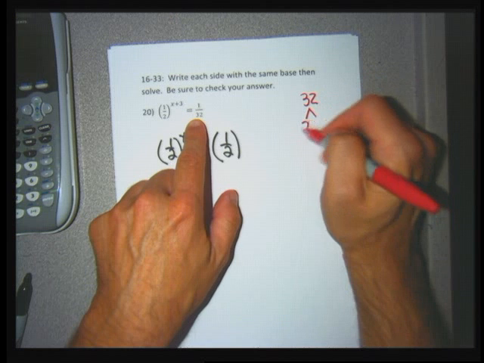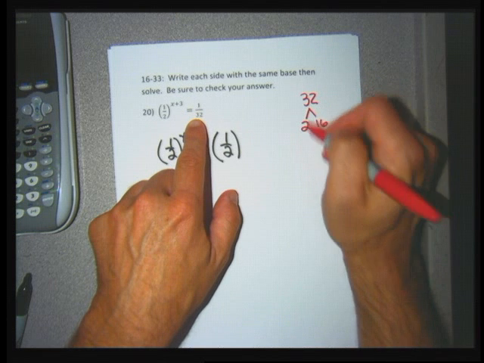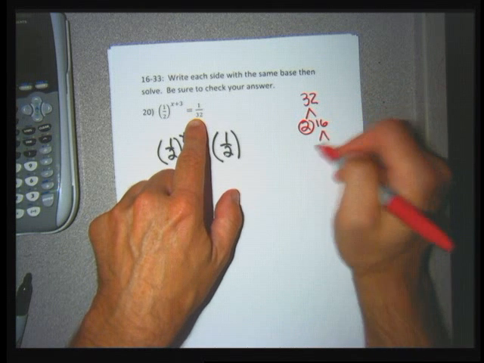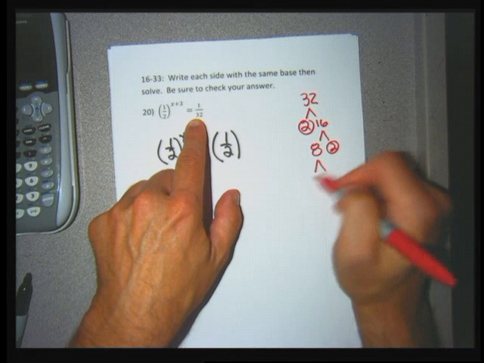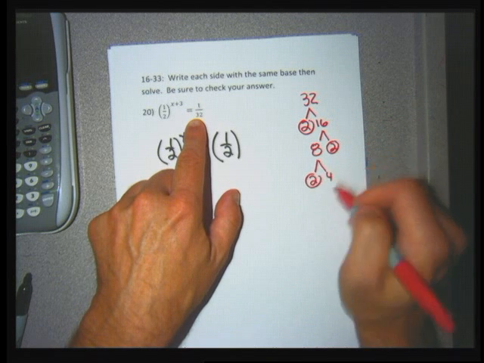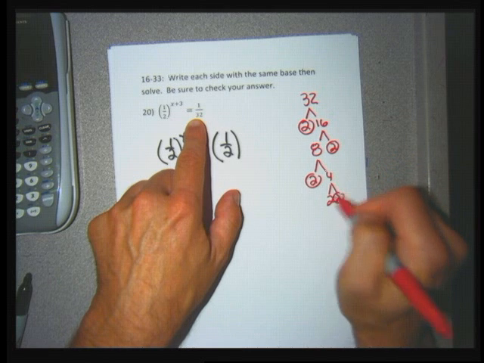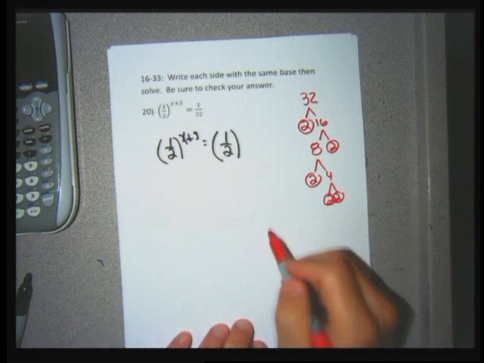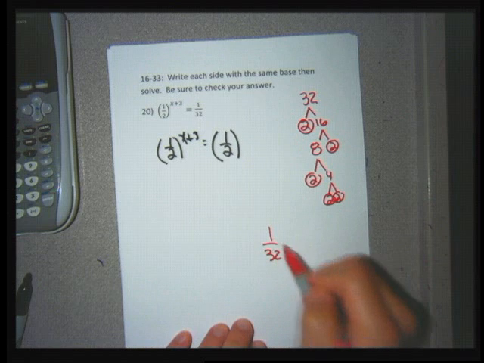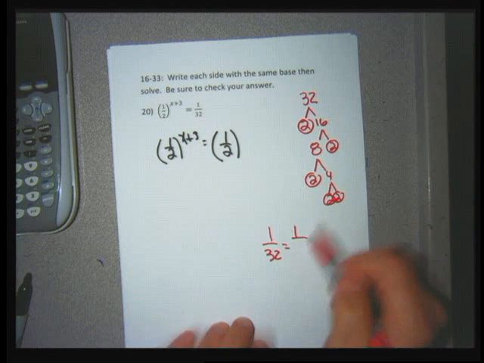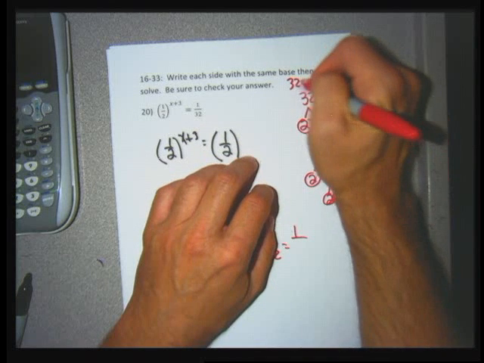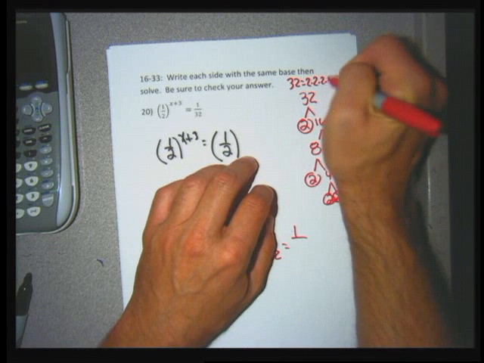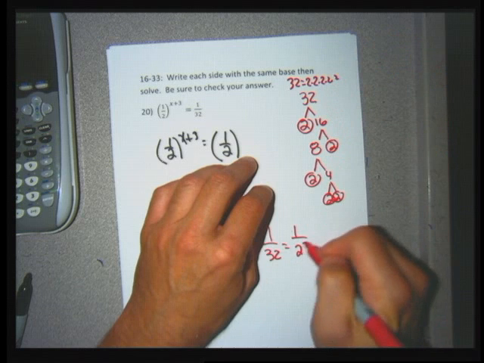I'm going to do a prime factor tree for 32. 32 is 2 times 16. 16 is 8 times 2. 8 is 2 times 4, and 4 is 2 times 2. So I can take 1 over 32 and write it as 1 over, and there's 1, 2, 3, 4, 5. 32 by itself is 5 2's being multiplied. So I can write this as 1 over 2 to the 5th.